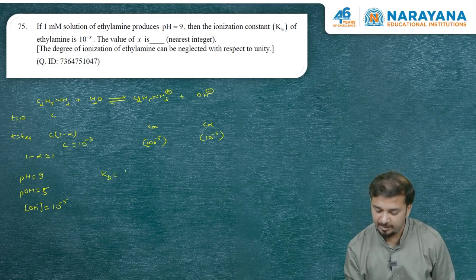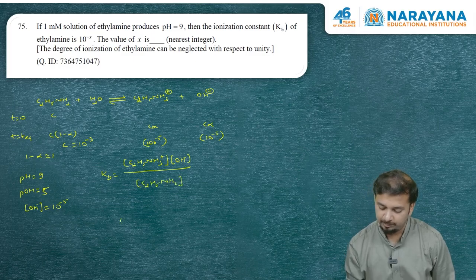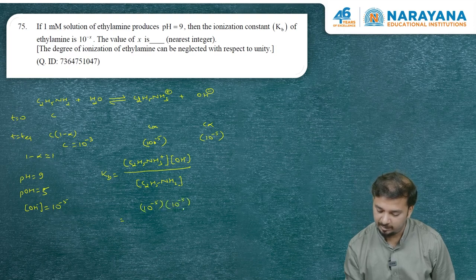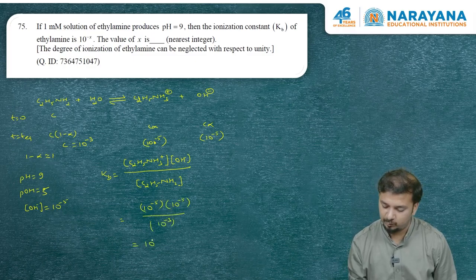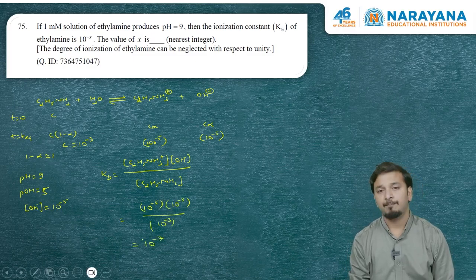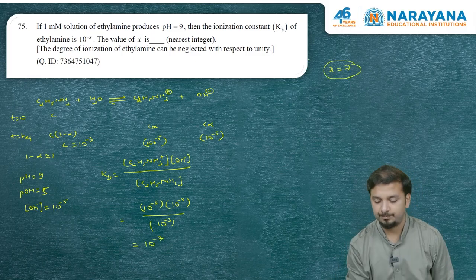So if you write Kb, Kb will be equal to the concentration of C2H5NH3+ into the concentration of OH- upon the concentration of C2H5NH2. If we simplify this, we get 10^-5 into 10^-5 upon 10^-3. So this will become equal to 10 to the power minus 7. So we can write x will be equal to 7.